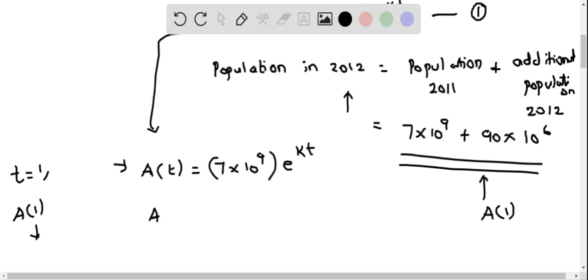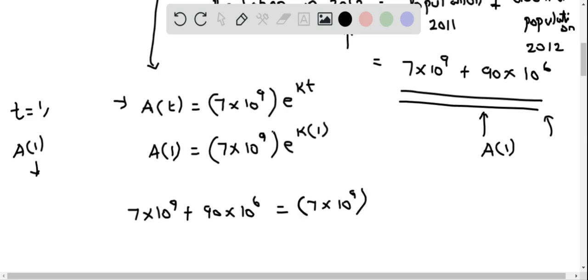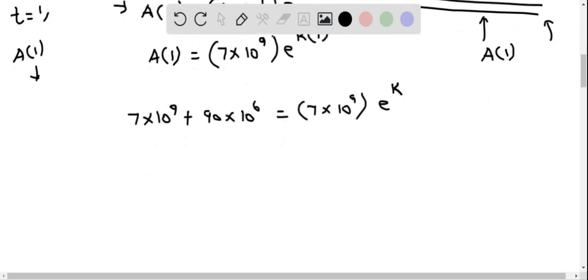So therefore this becomes A of 1, and this equals 7 times 10 power 9 multiplied by e power k times, we plug in t equal to 1, so therefore this becomes k times 1. I'm going to replace A of 1 by this quantity. So it becomes 7 times 10 power 9 plus 90 times 10 power 6, and this equals 7 times 10 power 9 times e raised to the power of k. So we can determine the value of k from this equation.